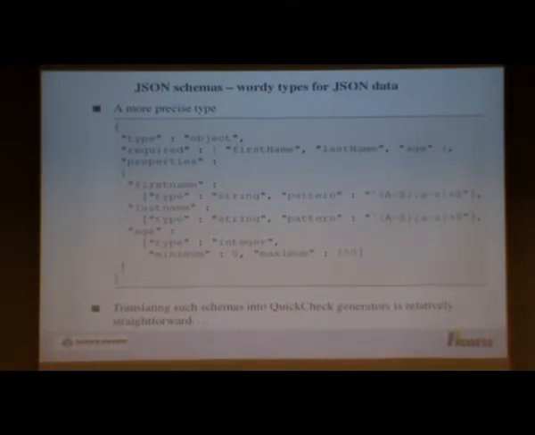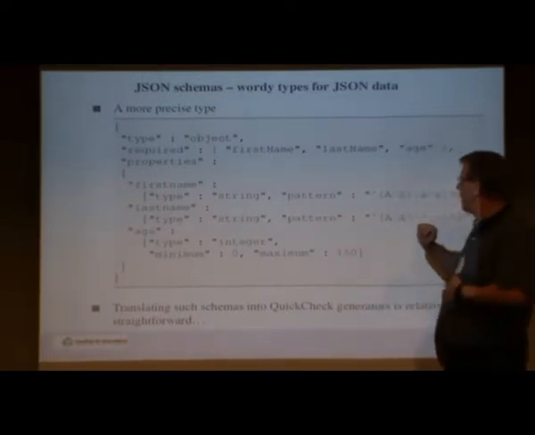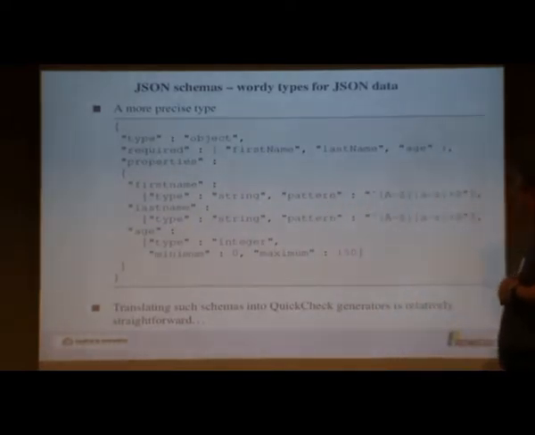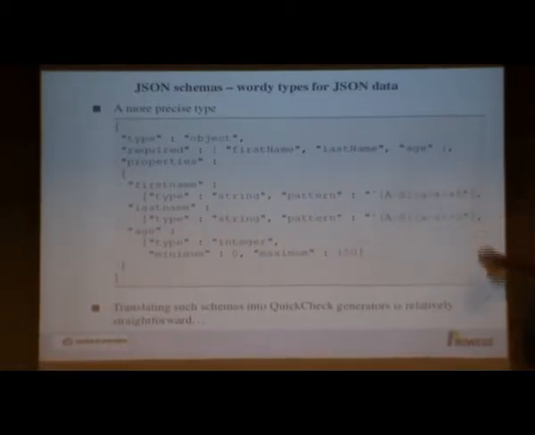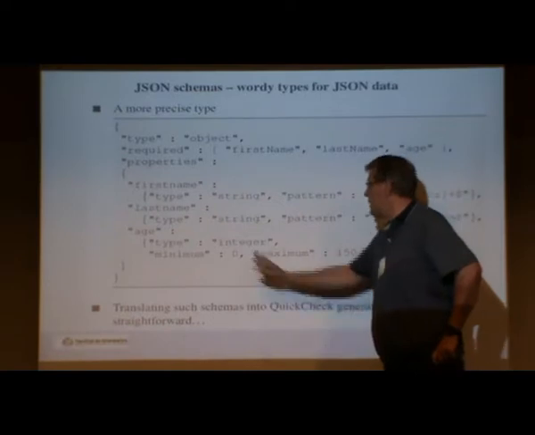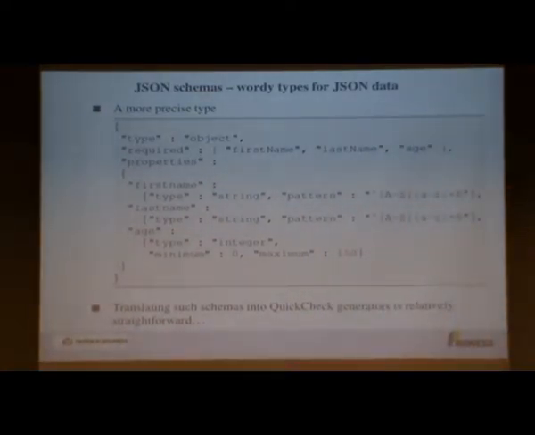So here's a more precise type. We have the same first name, last name, age, but now we also want to say, well, what is a first name? Well, it should probably be in this format, so we give a regular expression and say it should definitely begin with a capital letter, and then there should be some lowercase letters. Okay? And the same for last name. Age, let's be optimistic, age is between 0 and 150. So let's hope this comes true.